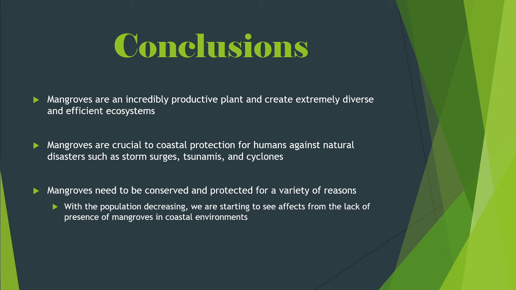The conclusions that I drew from this research are that they're an incredibly productive plant with an extremely diverse and efficient ecosystem. They are super crucial to coastal protection for humans against natural disasters, as mentioned before, as well as their conservation. It is incredibly important to have these plants within our lives for a variety of reasons, whether it's the water filtration, the ecosystems for animals, the protection to humans, and with the population decreasing, we are starting to see some of the effects from the lack of presence of mangroves in coastal environments.